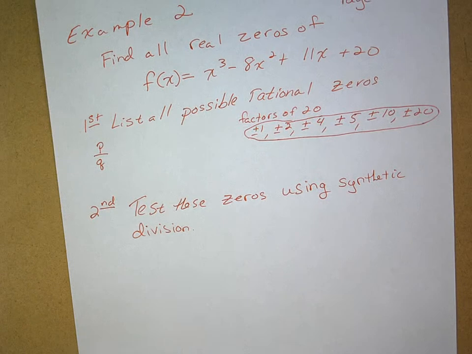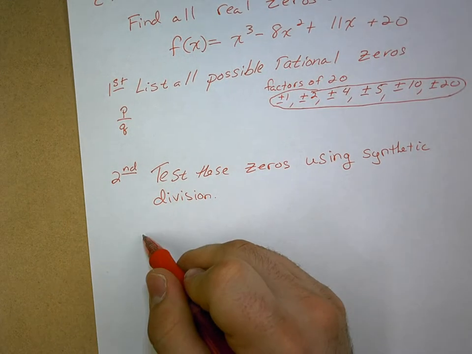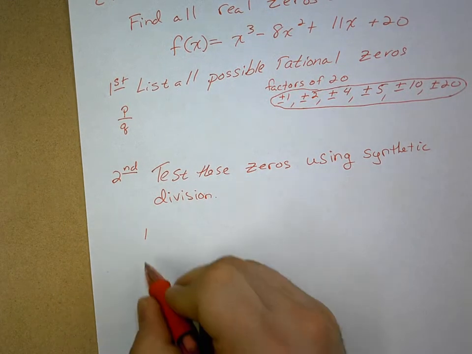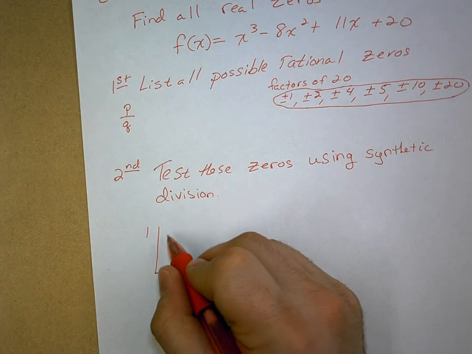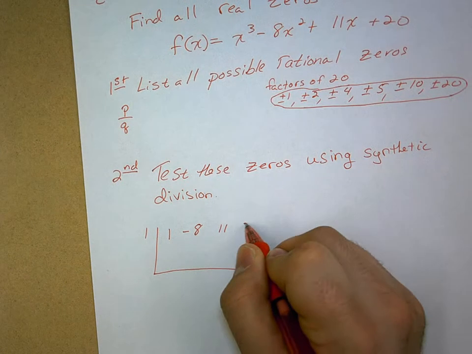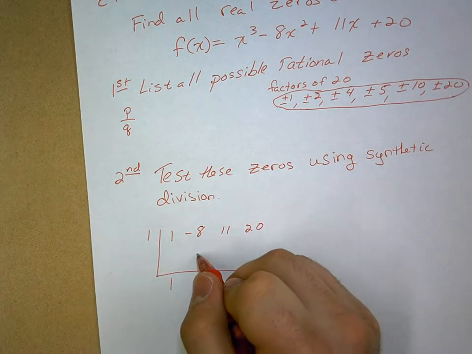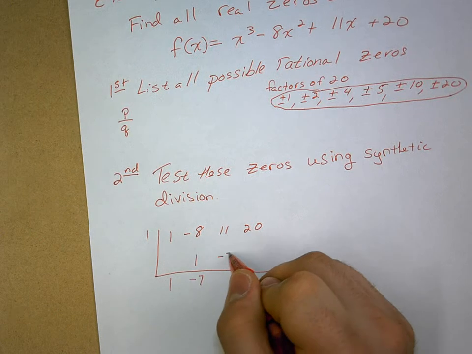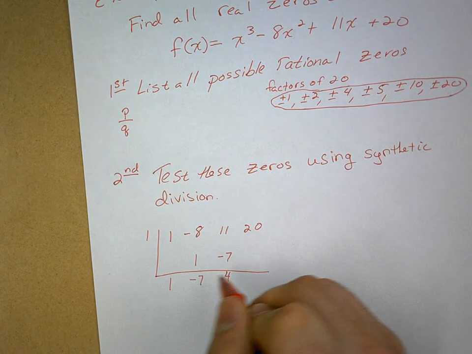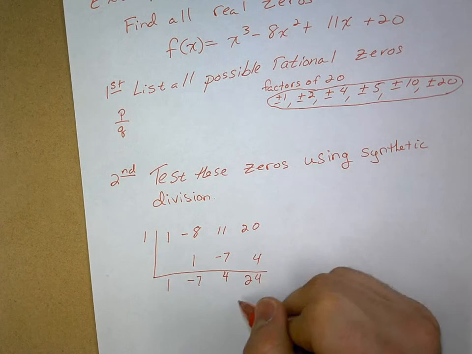Okay? So now, second, we want to test these zeros using synthetic division in order to find which one is a real zero. So, let's start off with positive 1. Again, synthetic division. Let's set it up. 1, negative 8, 11, 20. Drop the 1 first. 1 times 1 is 1. Negative 7, 4, and we get 24. This shows that 1 is not a zero.